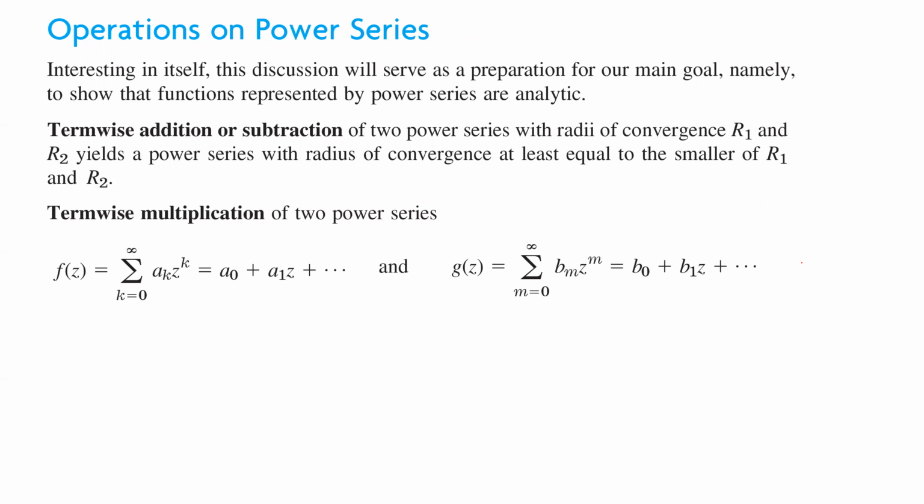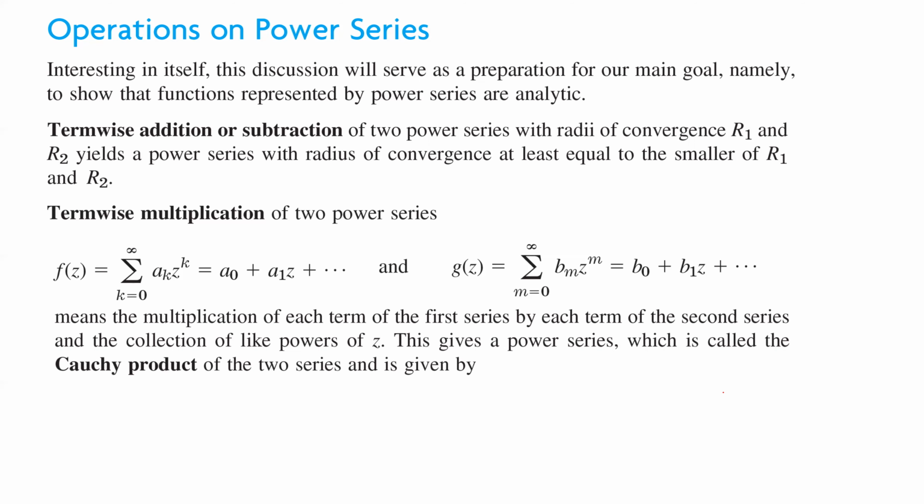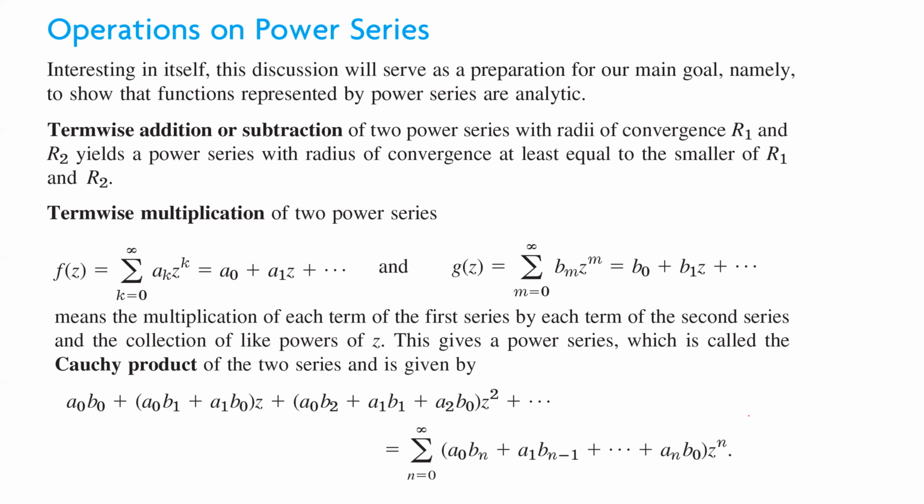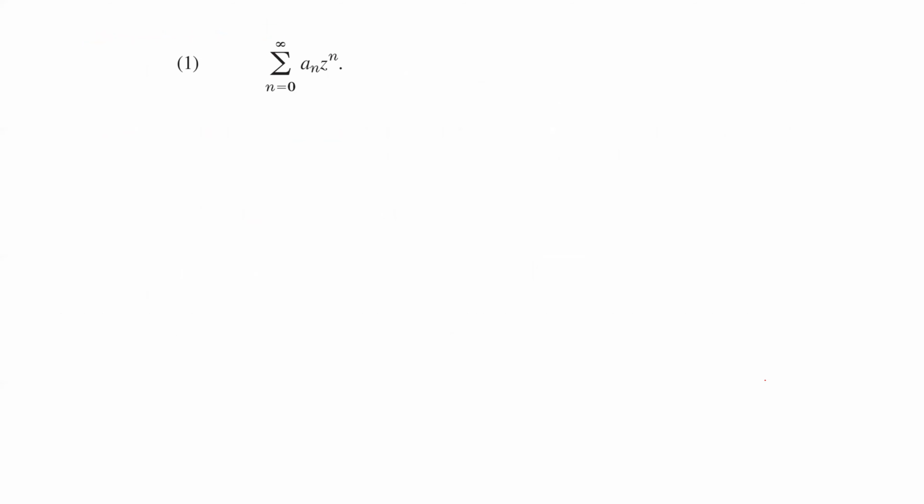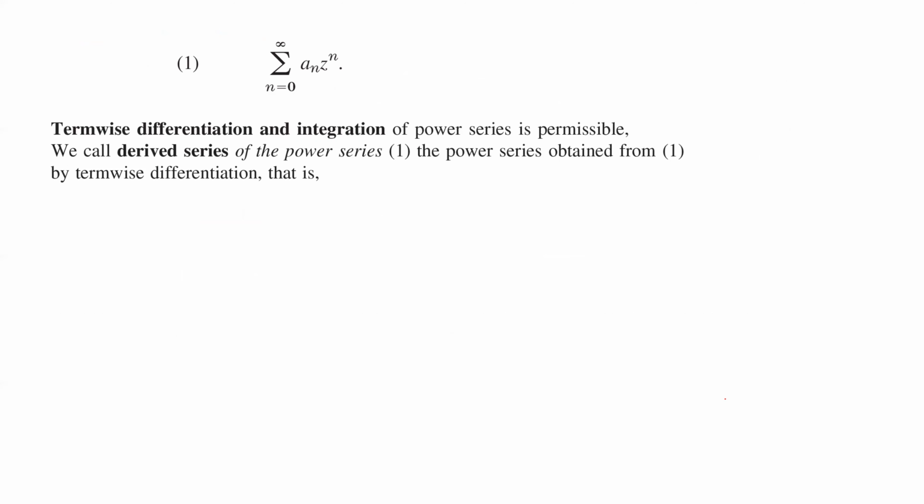And you can do term-wise multiplication. It's the same as when you do polynomial multiplication. Each term from this multiplies by all terms from that, and then you can collect the similar terms. If you do that, you get this kind of arrangement, which is called Cauchy product. Okay, we're not doing a lot of that, so I'm going to go forward. You can do term-wise differentiation and integration.